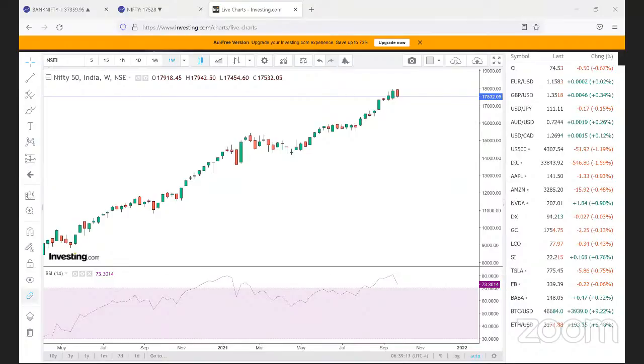Let me just do one thing. Let me go to the overall OI profile chart right now. Let me just do that. Just a second. Okay, here is my OI profile chart.